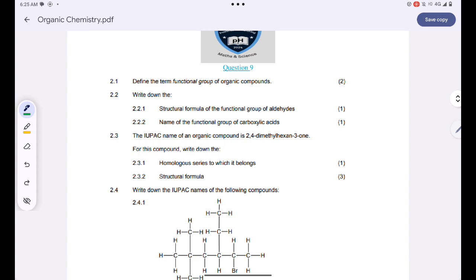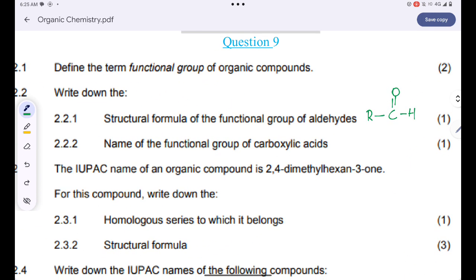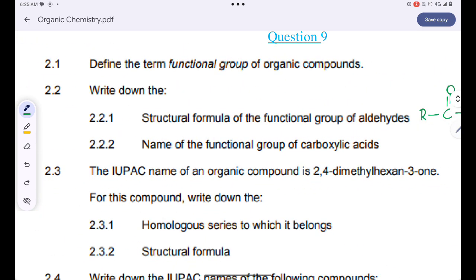2.2.1, the structural formula of the functional group of aldehyde. It will always have a double bond O with an H there. And then this R over here just represents the number of carbons that comes before the functional group. Okay, name the functional group for carboxylic acid. It's a carboxyl group, or carboxyl ion.